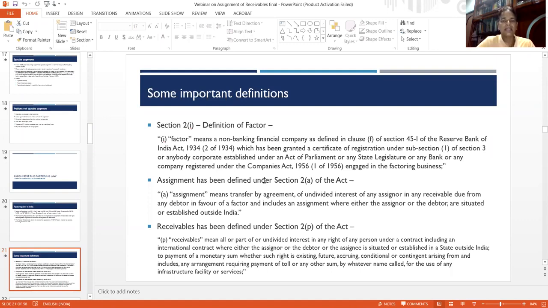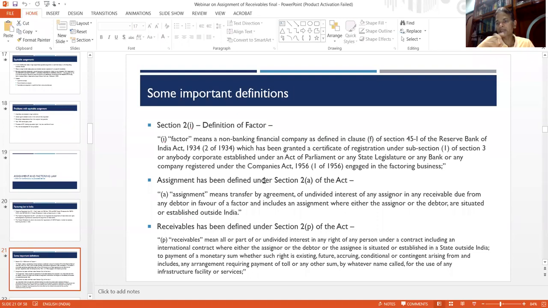What this law says, and that's a very important section, is section 3. First, understand, factoring is an assignment. Factor means an NBFC or other company which does factoring business. And factoring business is the business of acquiring receivables by assignment. And assignment is defined as transfer by agreement of undivided interest of assignor in any receivable due from a debtor. So if we have an assignment of a receivable, you are engaged in factoring business.